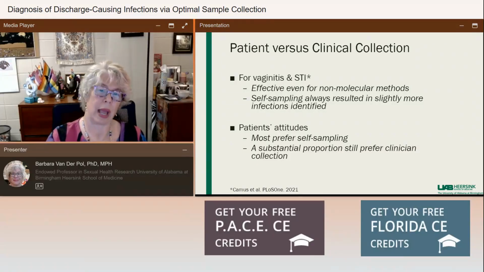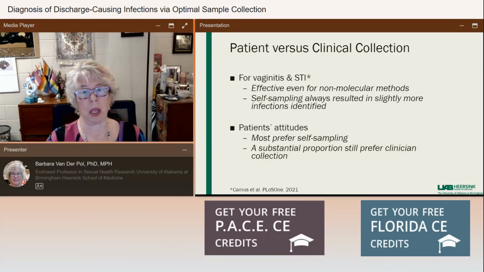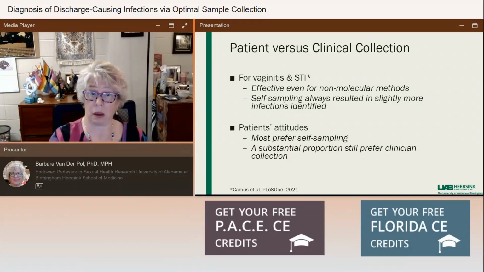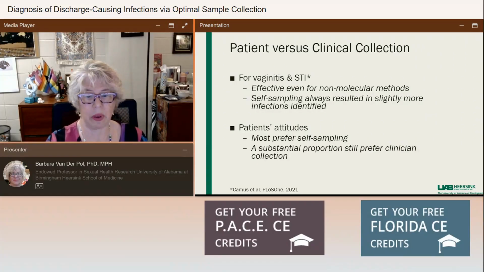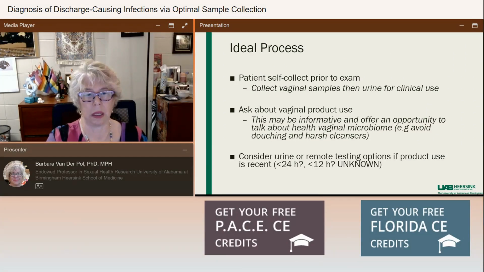But most of them, when asked, preferred a clinician because they didn't have confidence that they could collect their own sample well. So this may be an educational point where, again, if someone says, I'd prefer that you take it, say, yeah, sure, fine, I'll take it. But can I help you understand how next time maybe you can sample yourself and make it easier on yourself? So ideally, the patient self-collects prior to an exam. They collect their vaginal swabs first, and then they collect any urine that you want for clinical use.